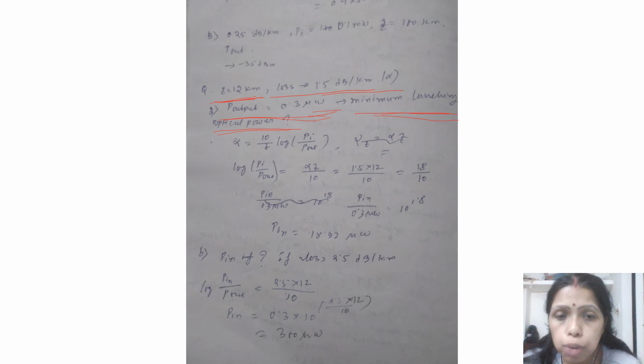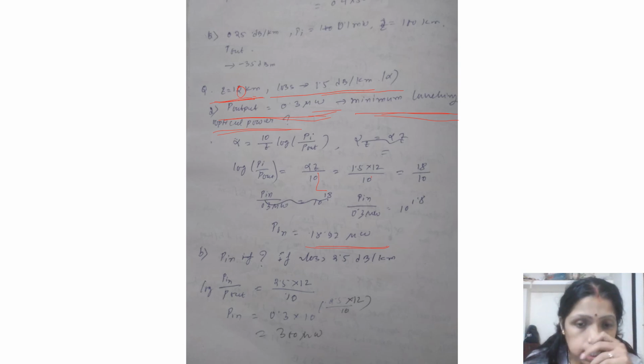So you know the formula, alpha is equal to 10 by z log P in by P out, right? If you do some manipulation, instead of alpha z you have to put 1.5 and z, sorry, it will be 10 not 12. Okay, so if you do the manipulation, you will get this much, 18.92 microwatt input power.